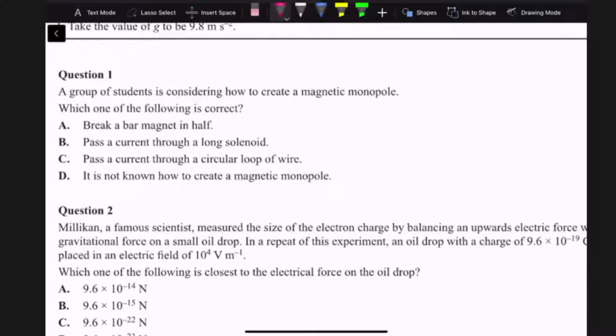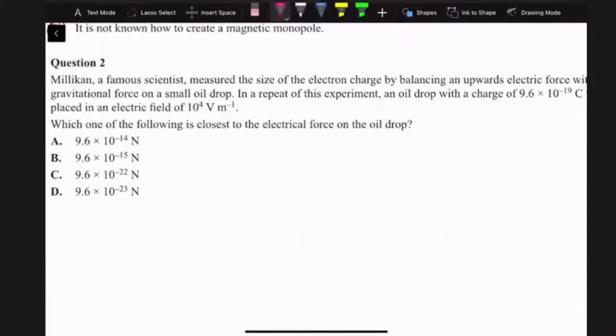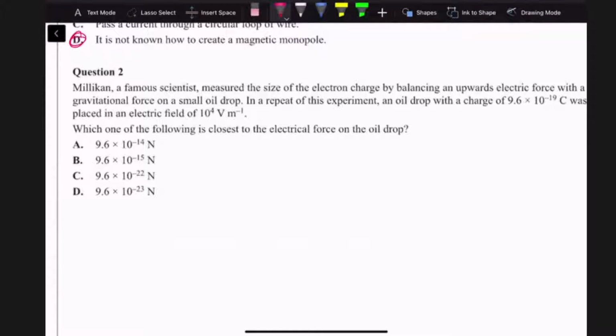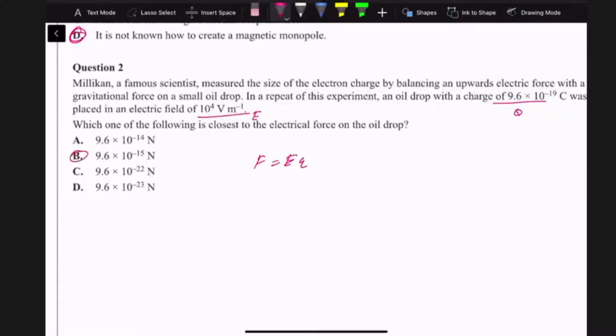A magnetic monopole, but we know magnets are dipoles, so it would be impossible to make a monopole, so the answer is D. So now it's the oil drop experiment. If it's asking what's the electrical force, and you have charge Q and you have E, you know F equals EQ, so you just multiply them and you should get B.